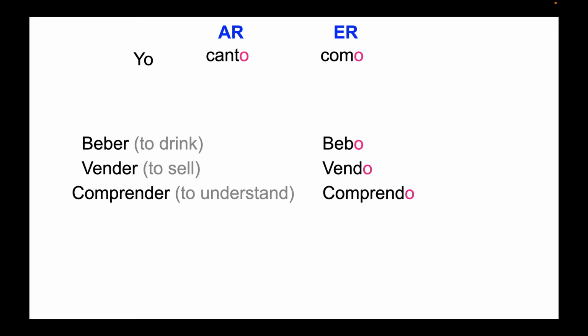All right. So now that we know how to conjugate all of the verbs for the yo form, let's go ahead and continue with the conjugations of the other subject pronouns.